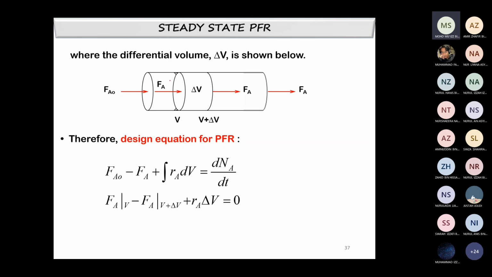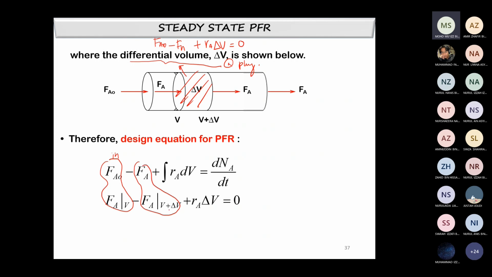Okay, so from here we know that FA0 minus FA plus RA is equal to 0. Okay, no accumulation. So this is what we call the differential volume, or the plug, we call it. Alright, so from here, this is the in, and this one is the out.